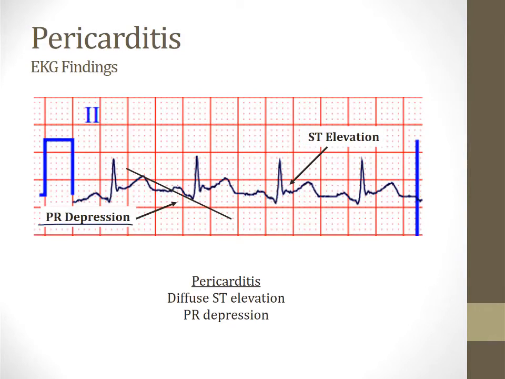is PR segment depression. The PR segment is the segment from the beginning of the P wave to the start of the QRS complex. And notice that this PR segment is going at a downward angle. That is PR depression, a classic finding in pericarditis. So the two classic findings are diffuse ST segment elevations in multiple leads and PR depression.